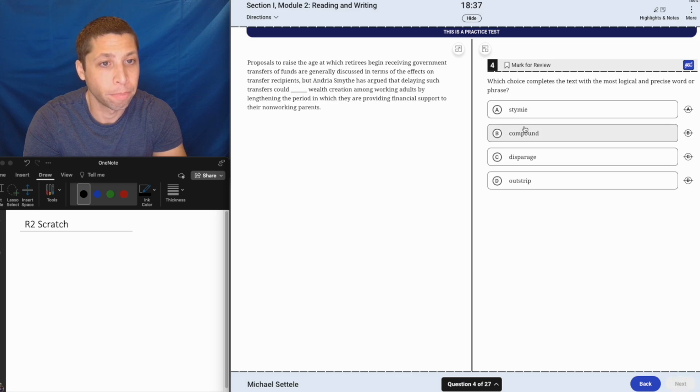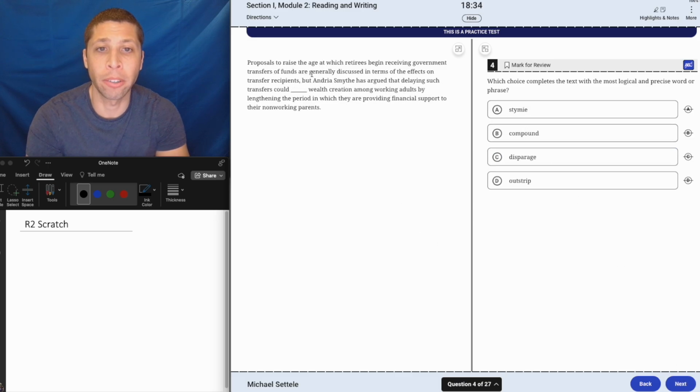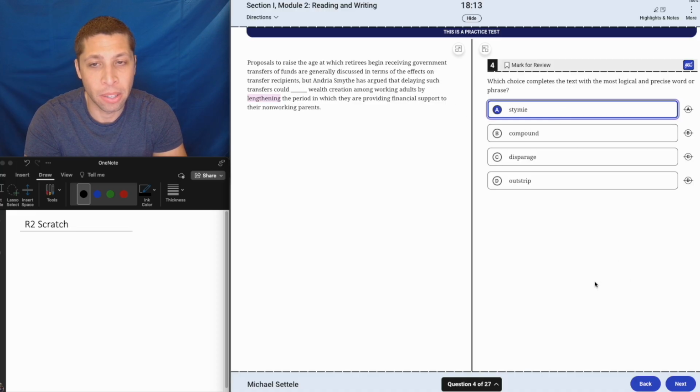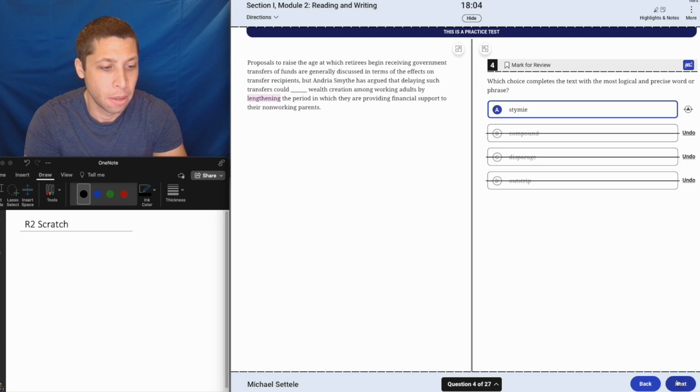So disparate is better. Proposals to raise the age at which retirees begin receiving government transfers of funds are generally discussed in terms of the effects on transfer recipients, but Andrea Smythe has argued that delaying such transfers could blank wealth creation among working adults by lengthening the period in which they are providing financial support to their non-working parents. So it could lengthen or it could harm wealth creation. Stymie. Yes, that means stop. Yes. Compound wealth creation. That means it's good. Disparage. You're not insulting it. Outstrip. Just doesn't even make any sense.